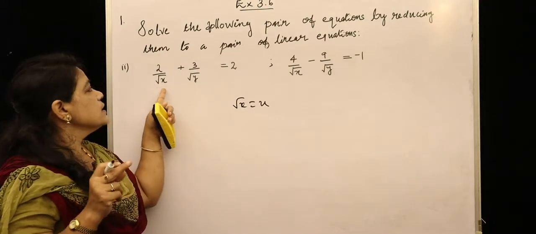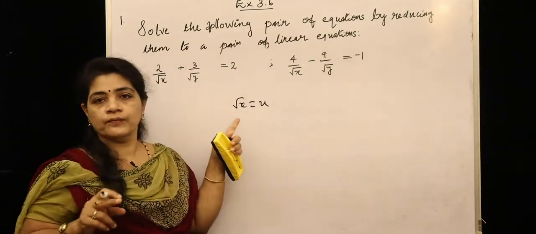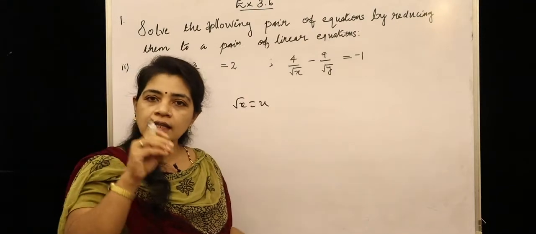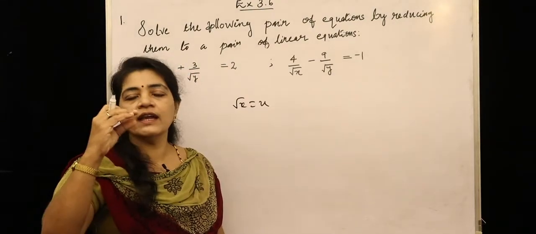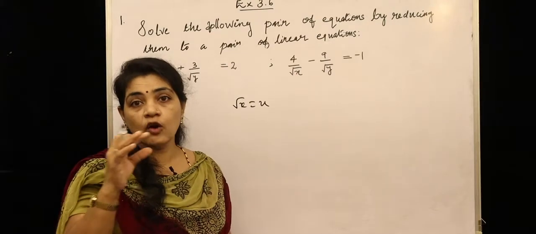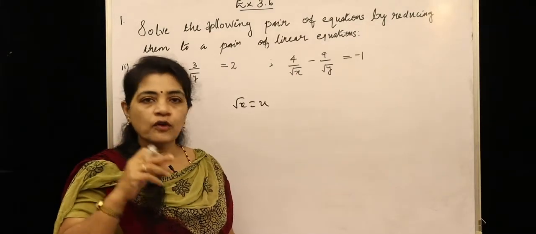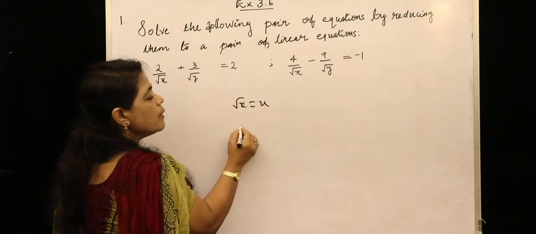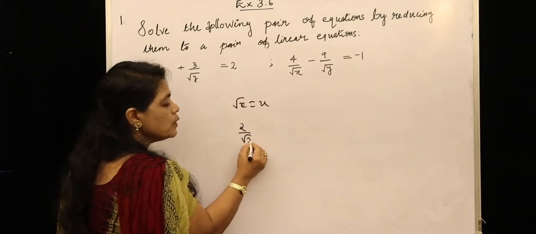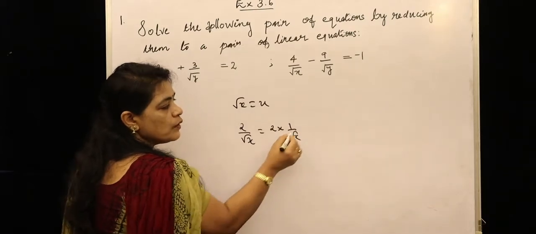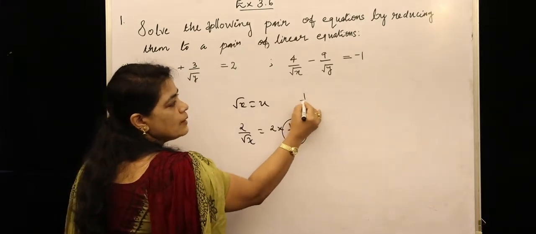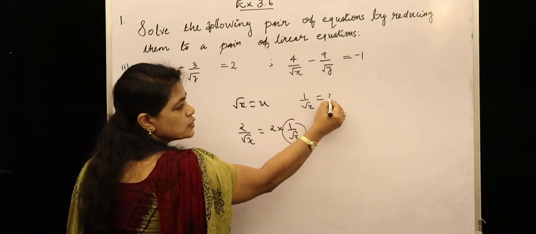This is again turned into 2 by u. That means the variable is there in the denominator. Our aim is to write the variable in the numerator along with the numerator. For that, since 2 by root x is 2 into 1 by root x, you have to substitute 1 by root x as u.